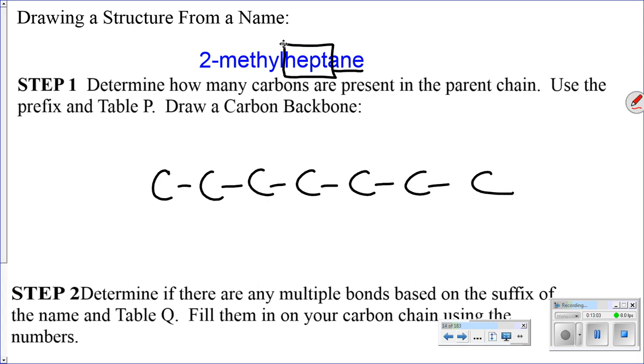So I'm going to count. This will be carbon 1. This will be carbon 2. You can count from the other direction, but I just prefer to go left to right because you're used to doing that from reading and things. So on carbon 2, I'm going to put a CH3.